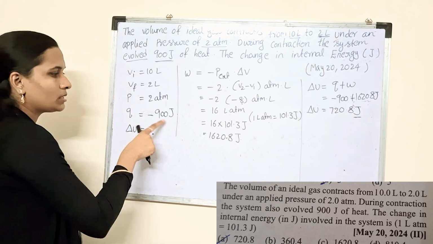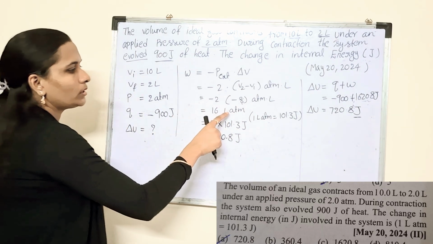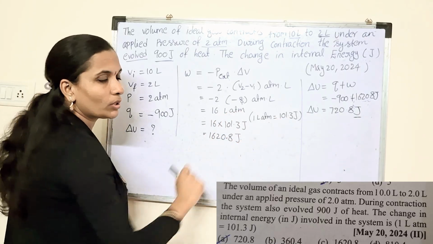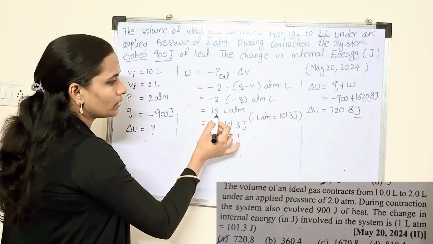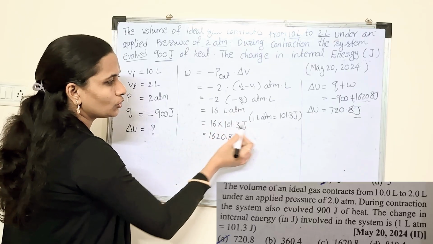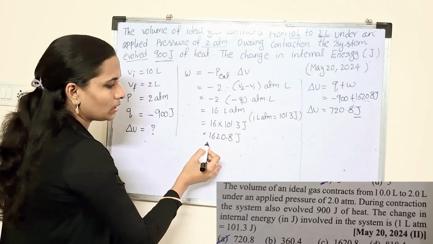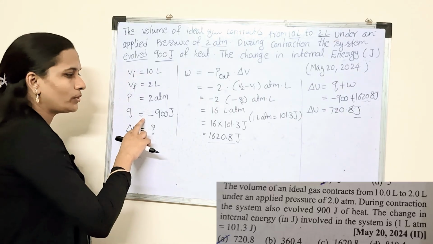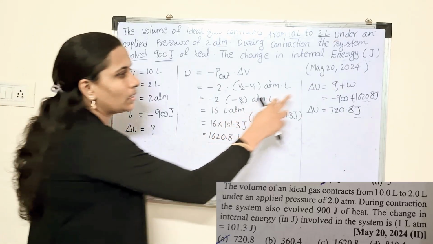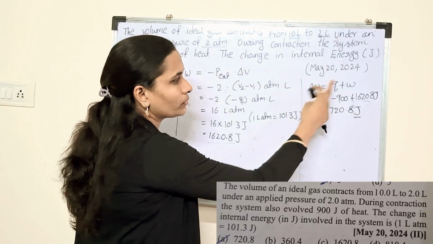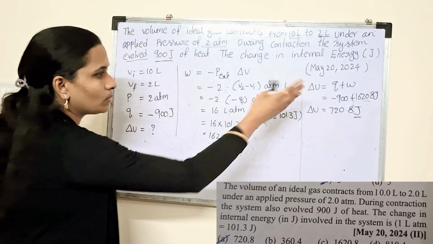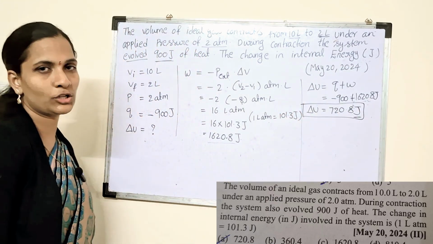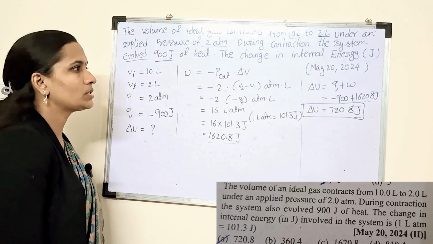Heat they gave in joules, so that's why work is also converted into joules. 1 liter atmosphere equal to 101.3 joules. So 16 liter atmosphere equal to 16 into 101.3 joules, that is nearly 1620.8 joules. So this is the work done. So Q value we know and the work also we know. So calculate delta U according to the first law of thermodynamics. Delta U equal to Q plus W, substitute in that. Then delta U equal to 720.8 joules. This is the answer for this question. Thank you.